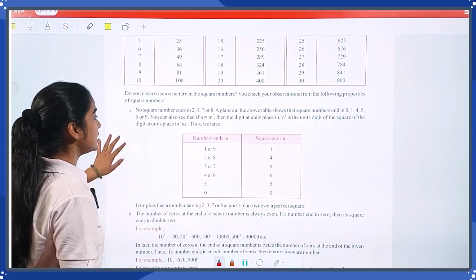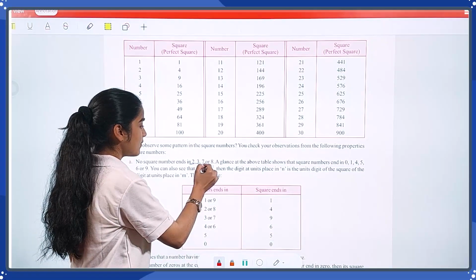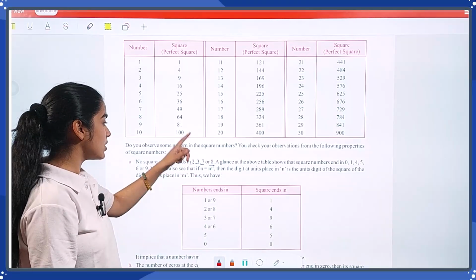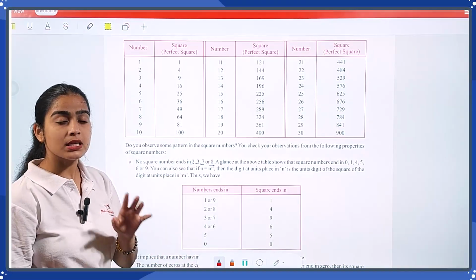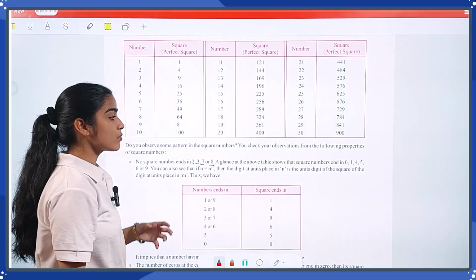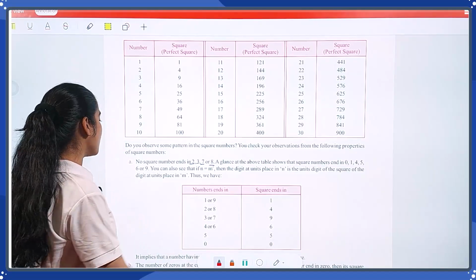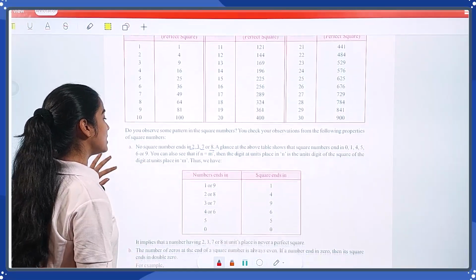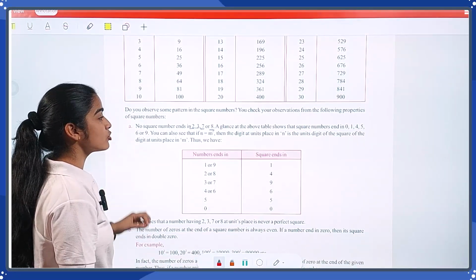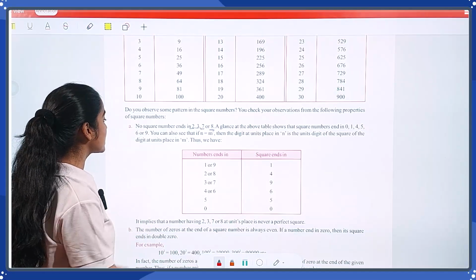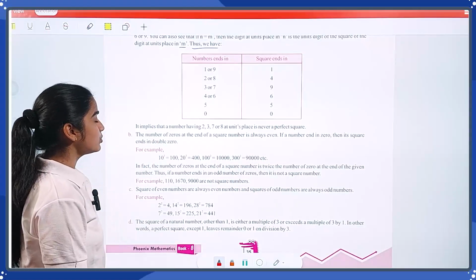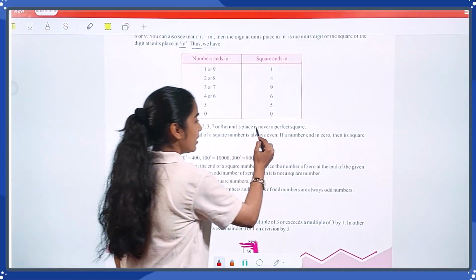No square number ends in 2, 3, 7 or 8. It means if you see the last digit of a number as 2, 3, 7 or 8, you can understand by yourself that the number is not a perfect square. A glance at the above table shows that square numbers end in 0, 1, 4, 5, 6 or 9. You can also see that if n = m^2, then the digit at the unit place in n is the unit digit of the square of the digit at the units place in m. Thus, a number having 2, 3, 7 or 8 at the units place is never a perfect square.